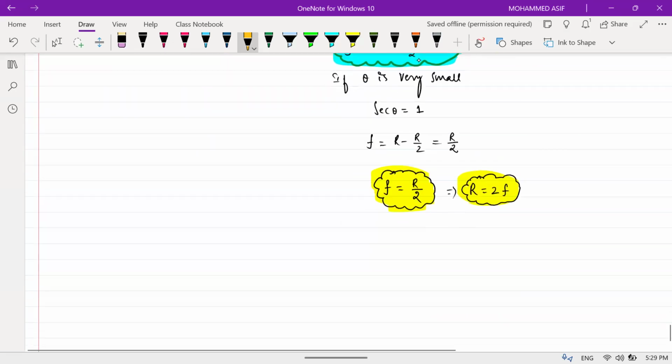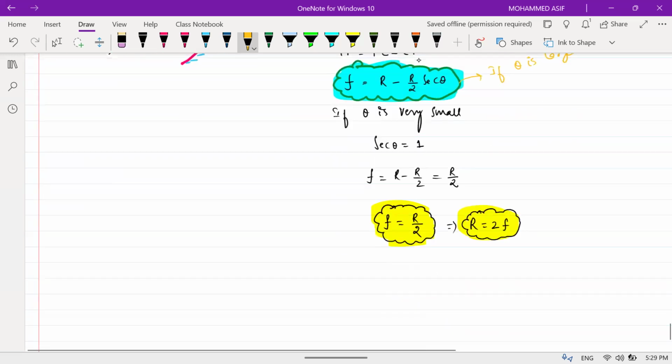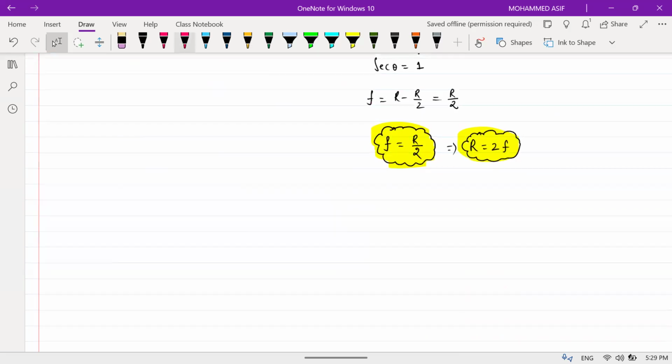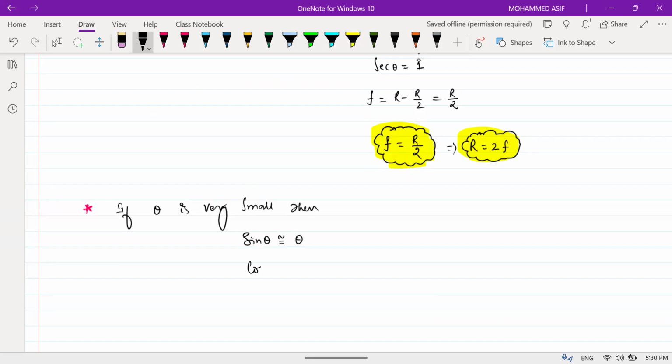So what is the relation between the radius of curvature and focal length? Radius of curvature is equal to 2 times the focal length. Now see, in this chapter, if theta is very small, throughout this chapter we'll be using these approximations: sin theta will be approximated to theta, cos theta will be approximated to 1, and tan theta will be approximated to theta. You need to remember this one.